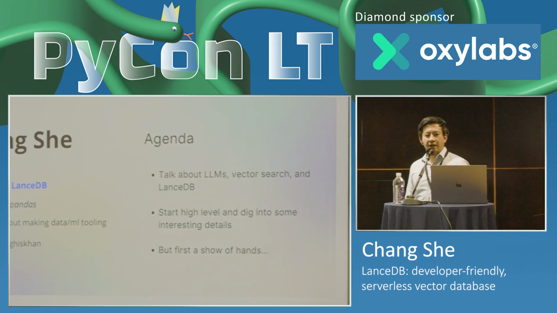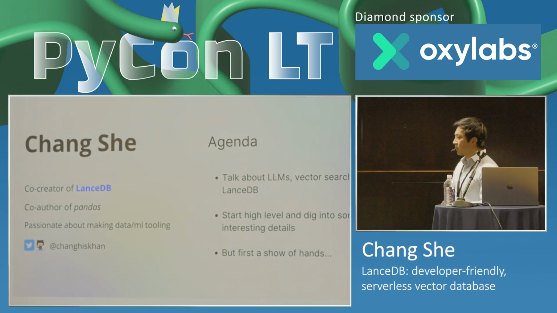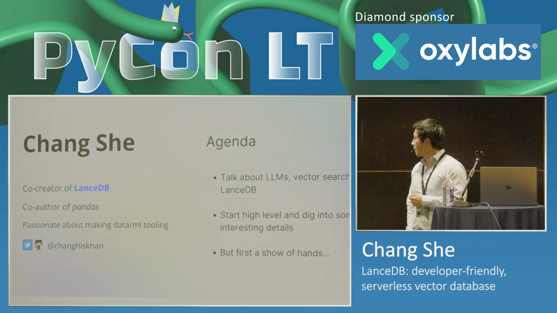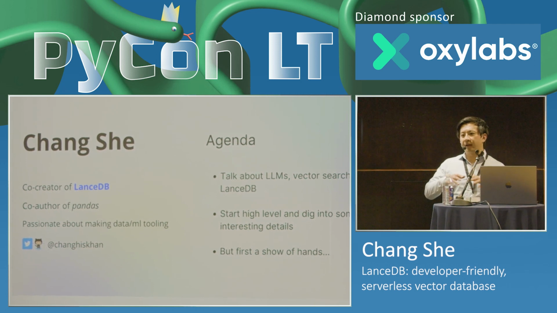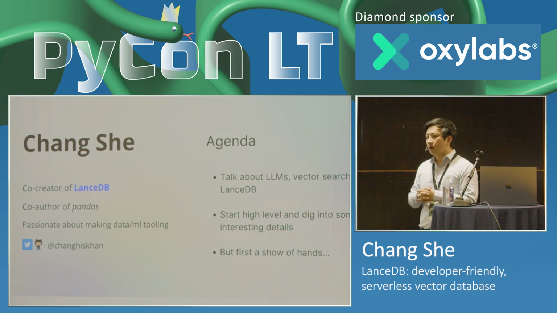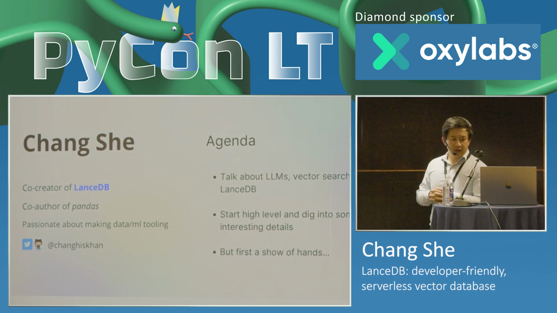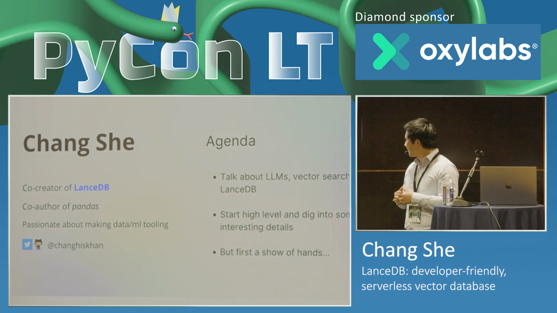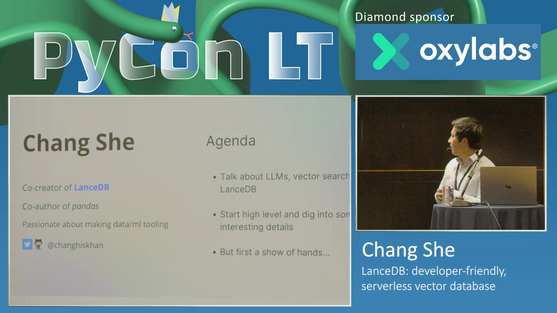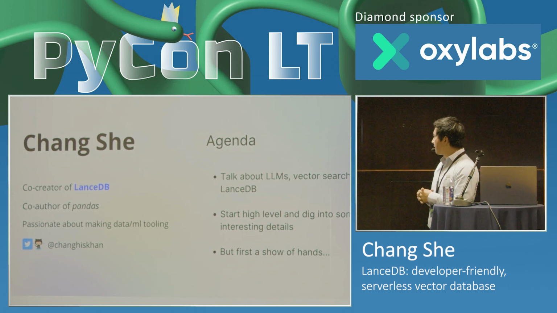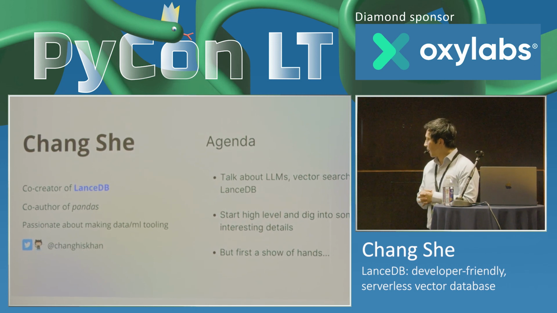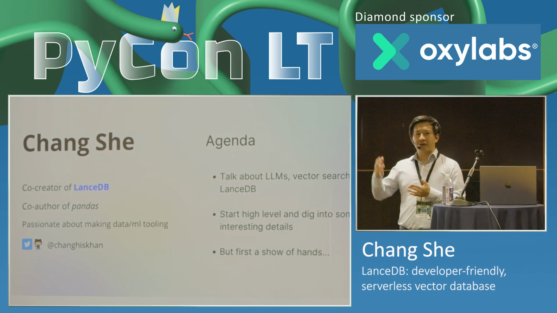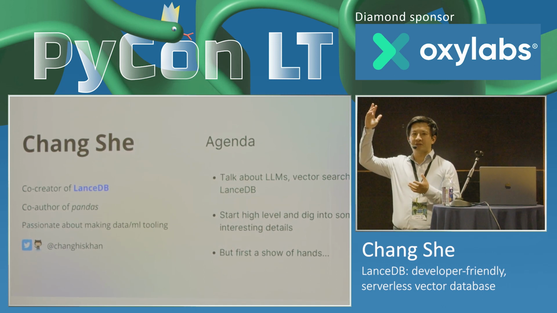Today we're going to talk about LLMs and vector search. We're, of course, going to talk a little bit about LanceDB. We'll start with a high-level overview, and I will try to show you a live demo. Hopefully it works, although it never does when I do talks. And if we have time, we'll dig into some more interesting details about the low-level architecture of LanceDB and its file format.